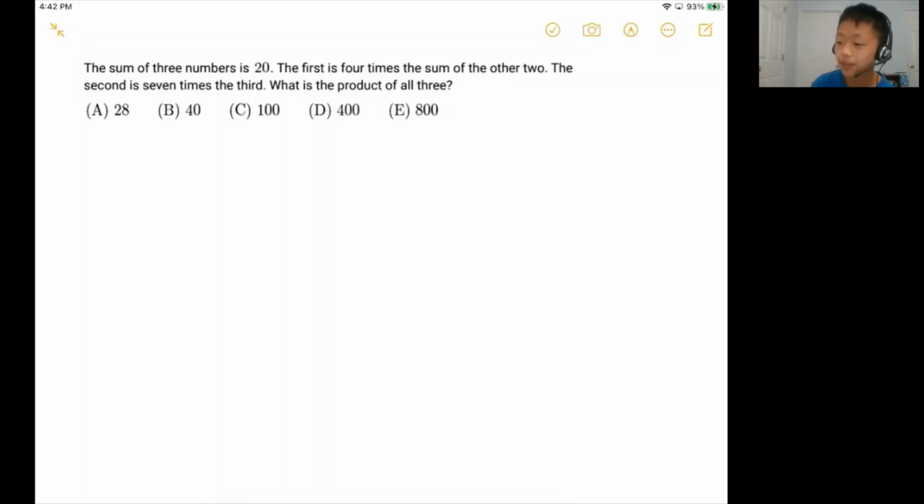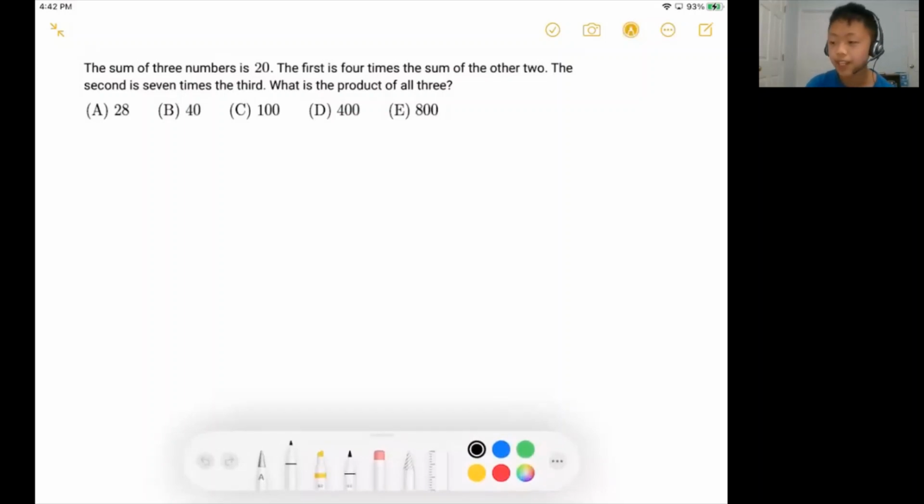The sum of three numbers is 20. The first is 4 times the sum of the other two, and we know that the second is 7 times the third. We want to know what is the product of all three. This question is mainly just algebra, right?